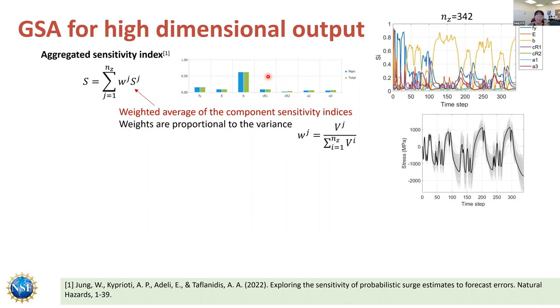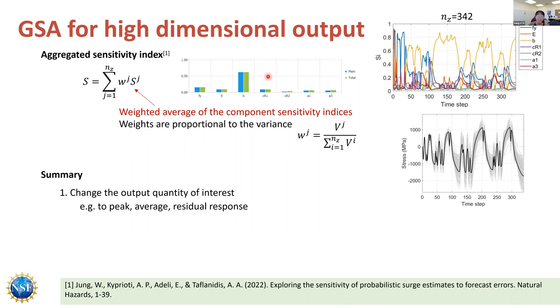In summary, when we have high-dimensional output, we can either change the output quantity of interest to maybe peak, average response, or even residual response, depending on our goal of performing sensitivity analysis. Otherwise, you can run sensitivity analysis separately for each time step, for each output quantity of interest. And then by aggregating those responses, you can get aggregated sensitivity indices. And those are just alternative approaches depending on your purpose of sensitivity analysis.